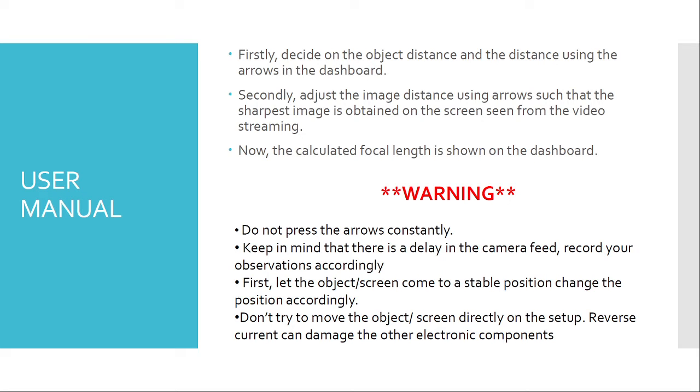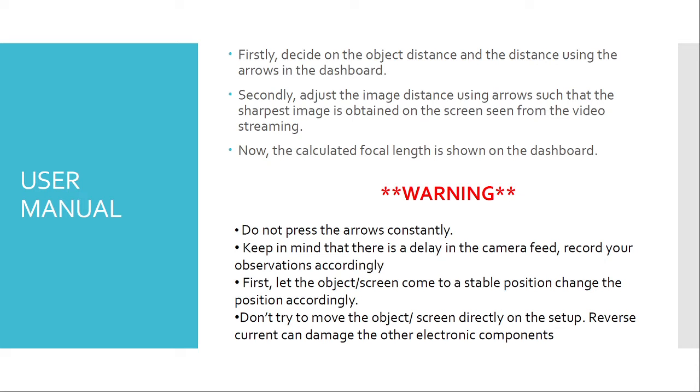For controlling the setup, on both the buttons, the right hand arrows are used for moving the screen and object away from the lens, and the left side arrows are used to move the object and screen towards the lens. The focal length will be automatically calculated and displayed on the dashboard.